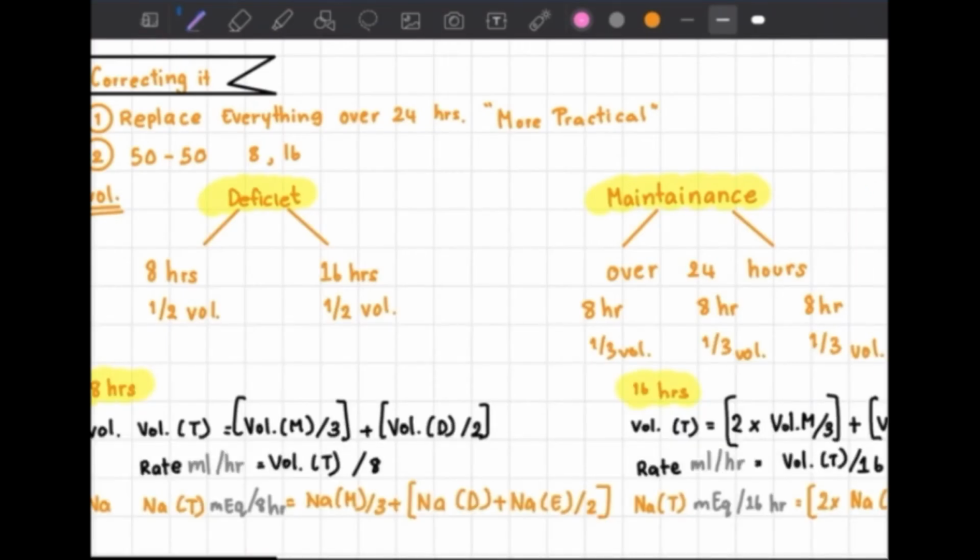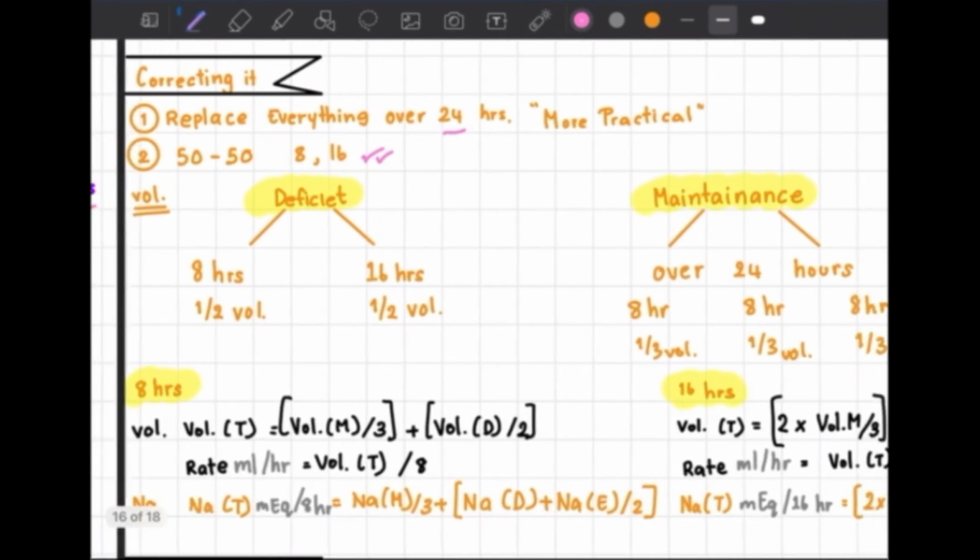Now that we know how to find individual values, let's put them together. There are many ways you could correct it, and one of the most practical ones is by replacing everything over 24 hours. That's the most practical way. However, if you want to rapidly correct the dehydration status, you would use the 50-50-8-16. And I'm pretty sure you've heard about this in the burn section unit where you have to calculate all the stuff. And yes, that's how you actually give the fluid to a dehydrated patient too.